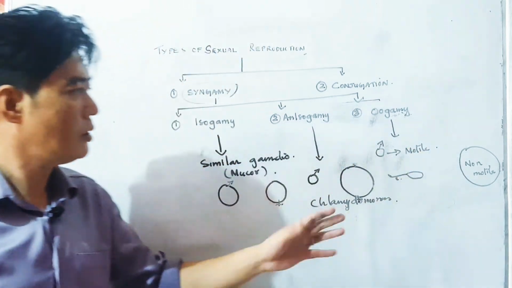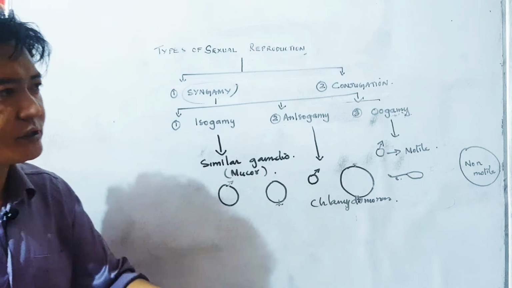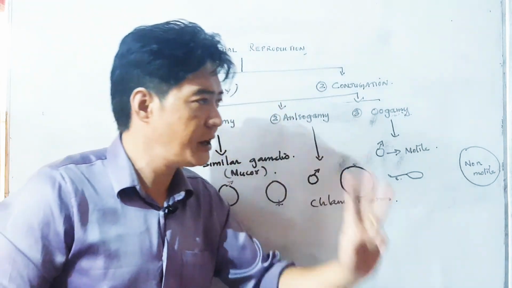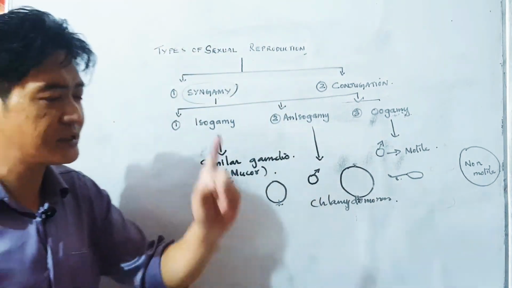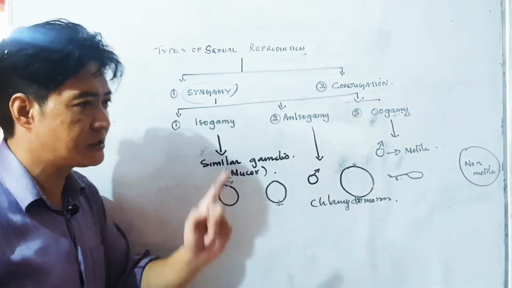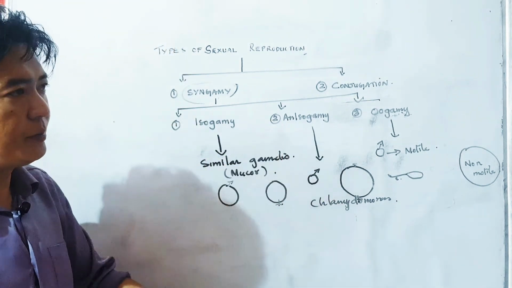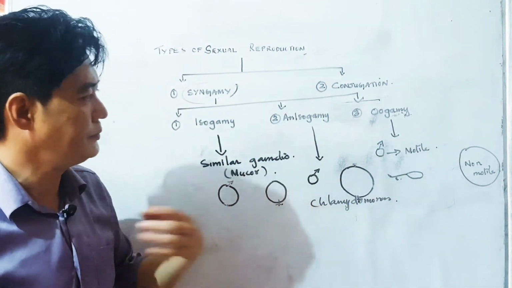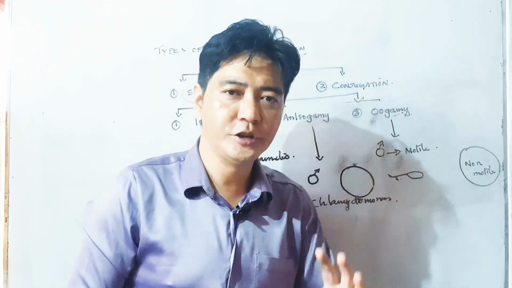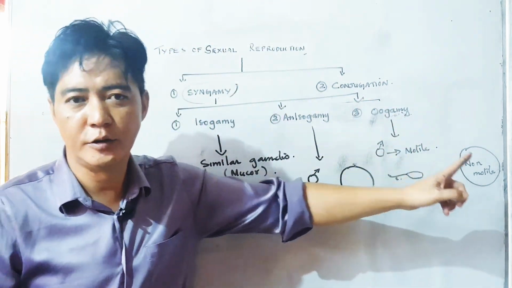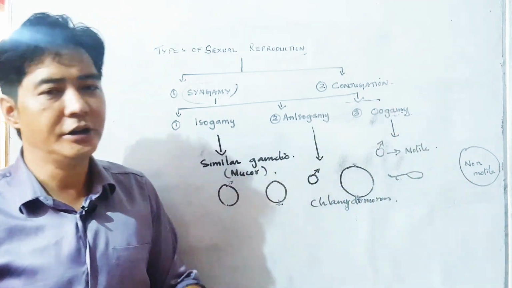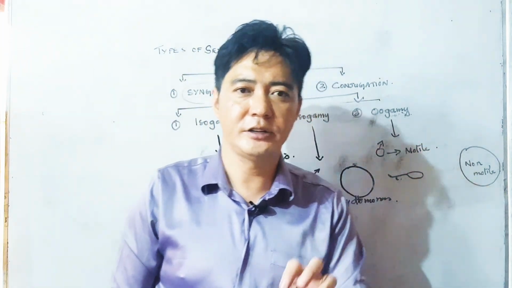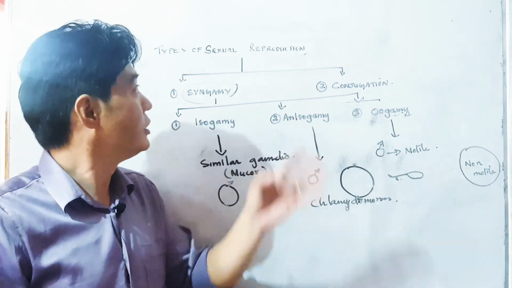So here, on the basis of morphological structure of the gametes, you can see syngamy is of three types. Number one, iso means similar type of gametes. Similar type means morphologically similar. Anisogamy, different size gametes. And in case of oogamy, which is found in human, fusion occurs between motile and non-motile gametes. So in this video, we have learned what is sexual reproduction, its characteristic features along with the different types of sexual reproduction.